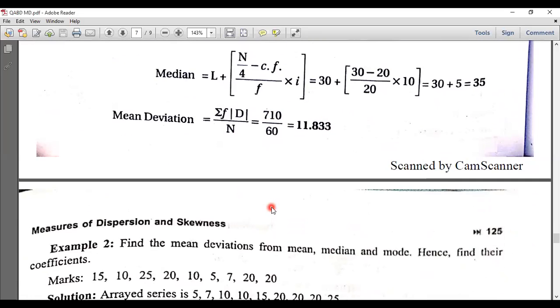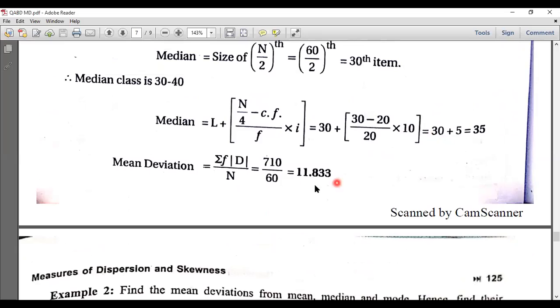Calculate the coefficient of mean deviation, that is, this mean deviation 11.866 divided by median 35, and you'll get the coefficient of mean deviation.